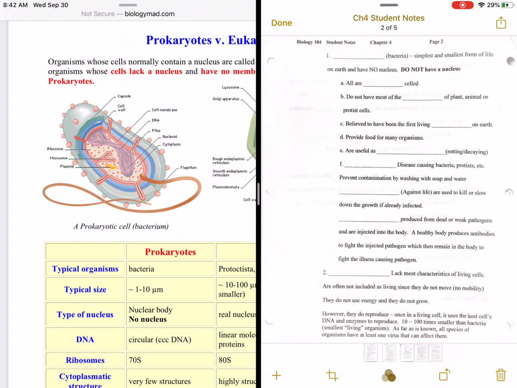Some protists are also single-celled. They do have a nucleus, so they're not in the prokaryotic group, but they could also cause disease. Some of them are brain-eating protists.